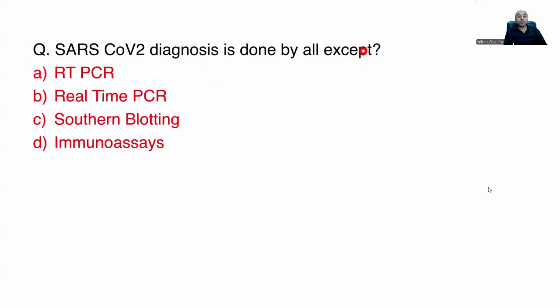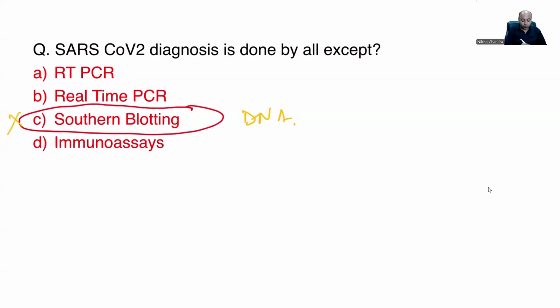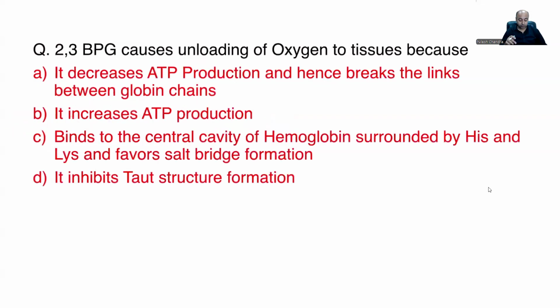SARS-CoV-2 diagnosis is done by all of the following except. Your options are RT-PCR, real-time PCR, Southern blotting, and immunoassay. What you have to remember is that Southern blotting will specifically identify DNA, but in the SARS-CoV-2 virus you only have the RNA. It must first be converted into cDNA before you can identify it. So Southern blotting alone cannot be used. So SARS-CoV-2 diagnosis cannot be done by Southern blotting. RT-PCR, real-time PCR, and immunoassays are valid components in SARS-CoV-2 diagnosis.